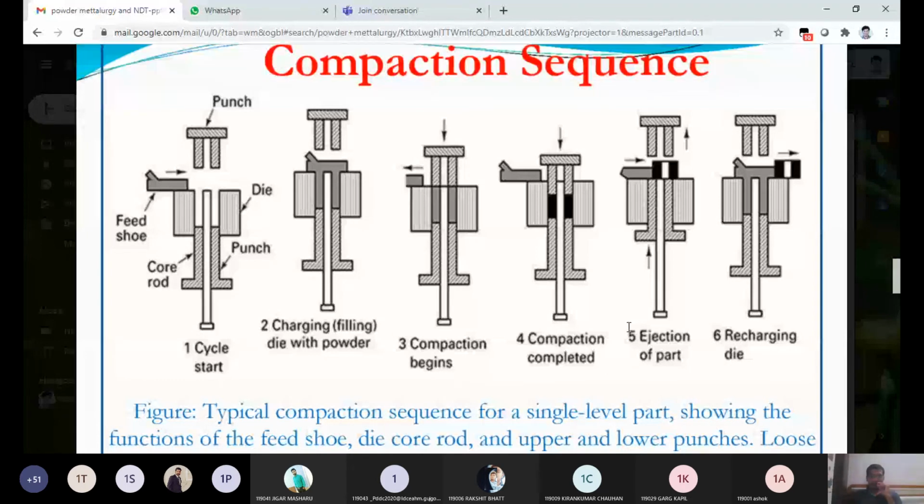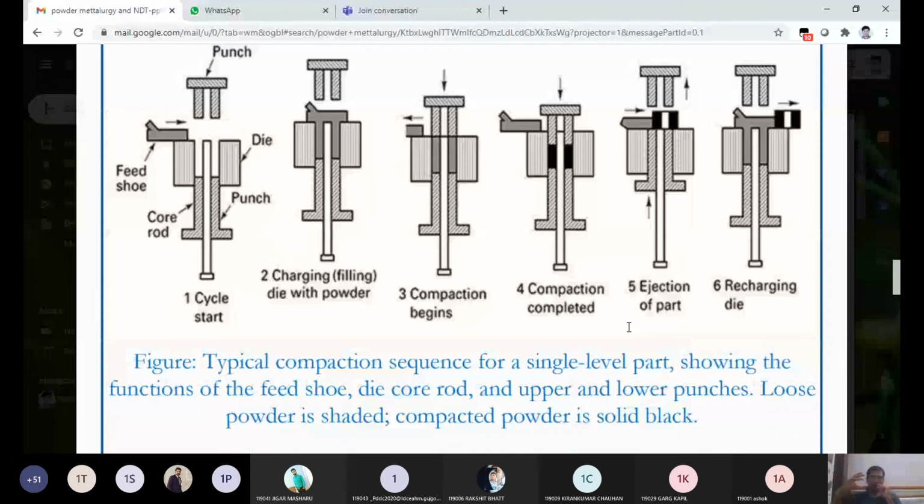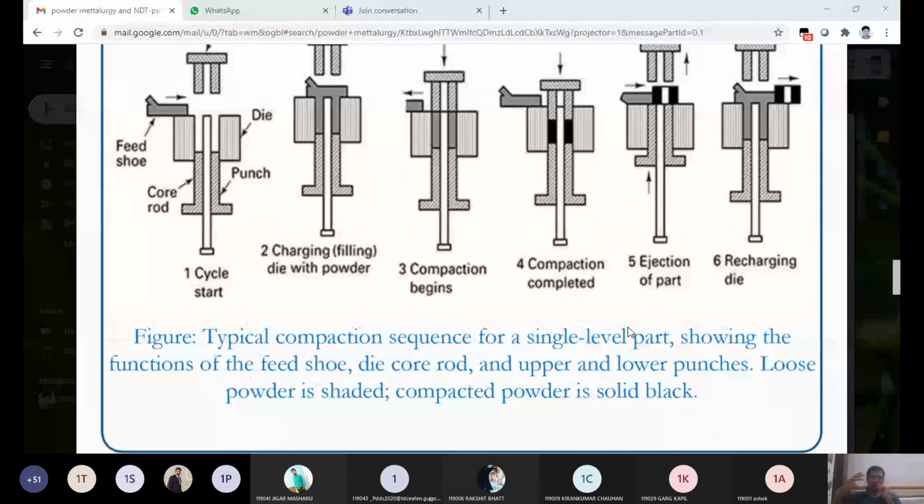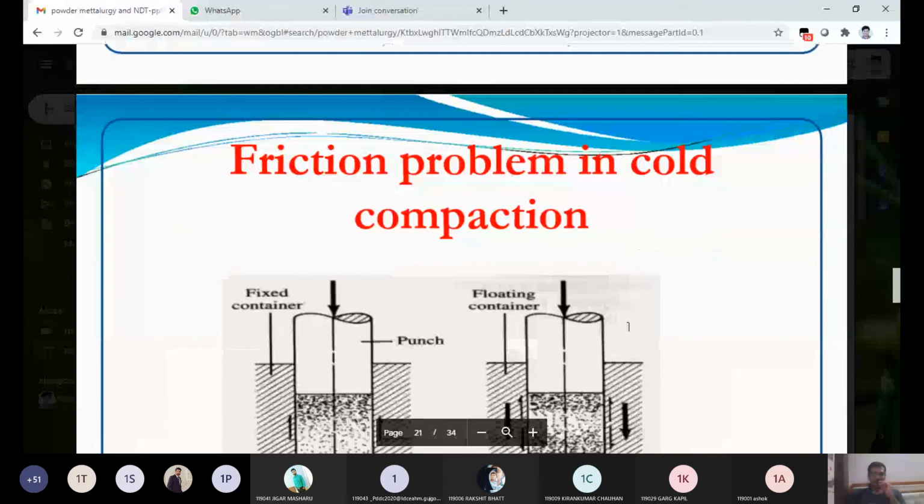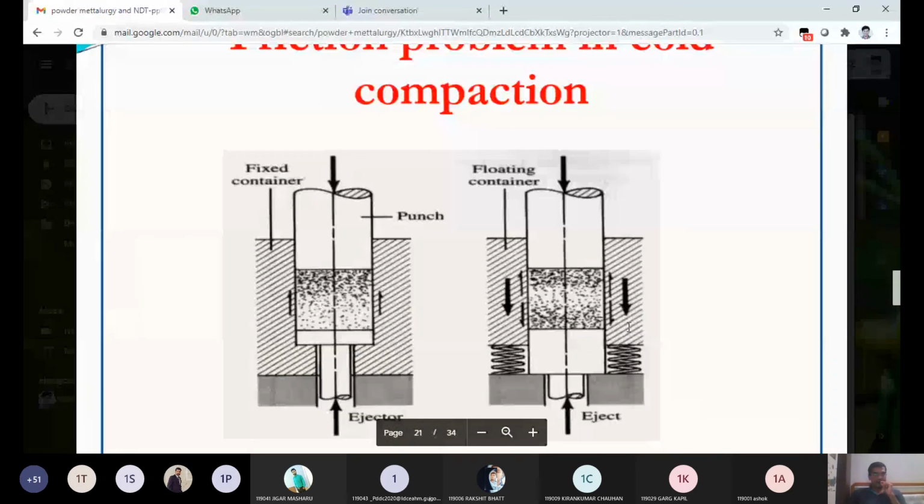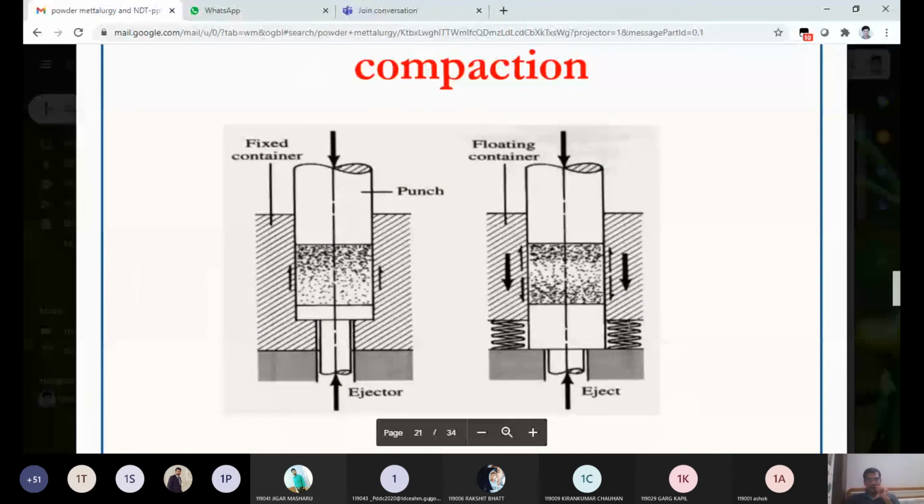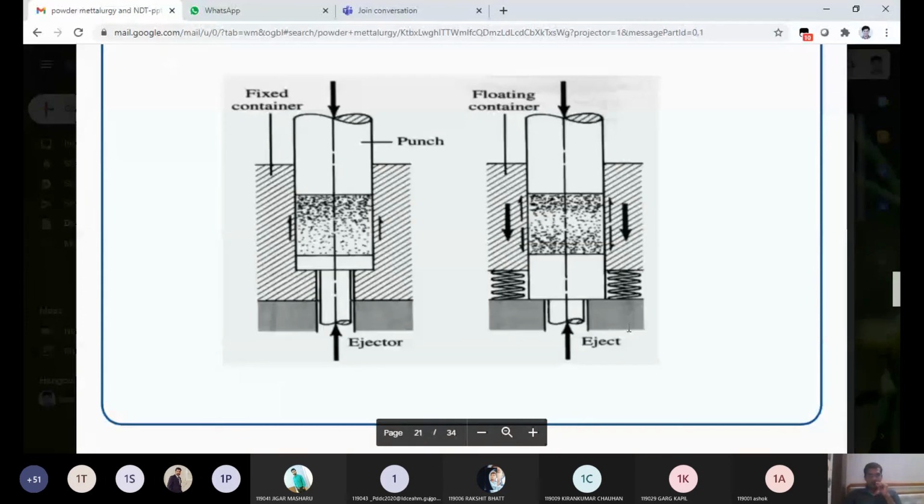Now we are going a little deeper. Friction problem in cold compaction. Sometimes when we do cold compaction, meaning when the temperature is at room temperature, friction is definitely there. So what kind of effects are produced due to friction? That we now discuss. You can see the figure where the punch is given, the fixed container is there, and we also produce the ejection process, and we try to achieve our powder compact as per our requirement.